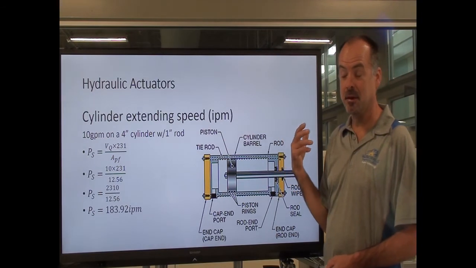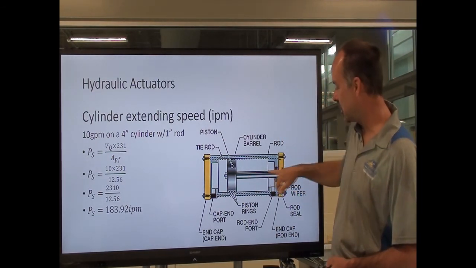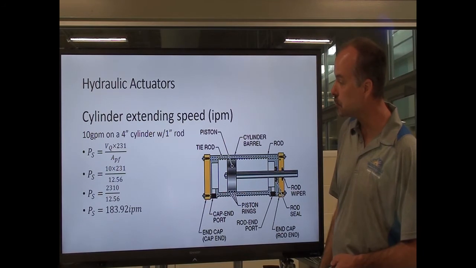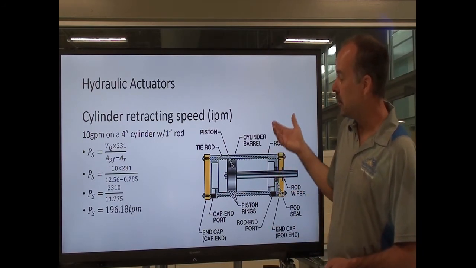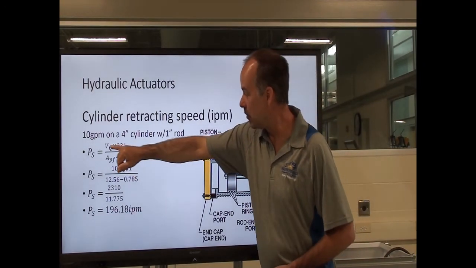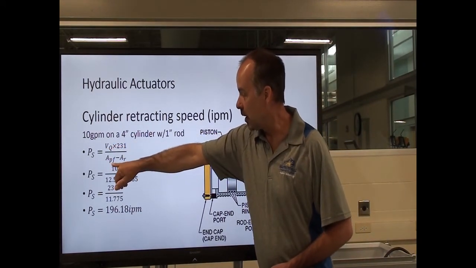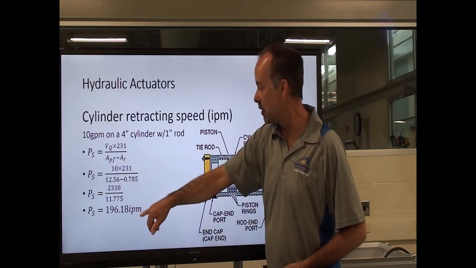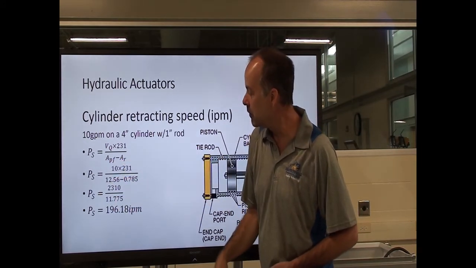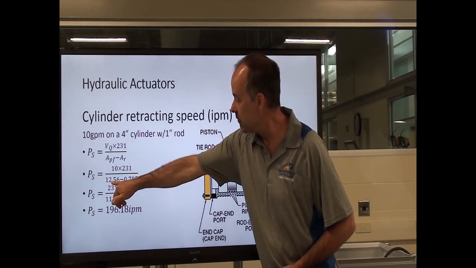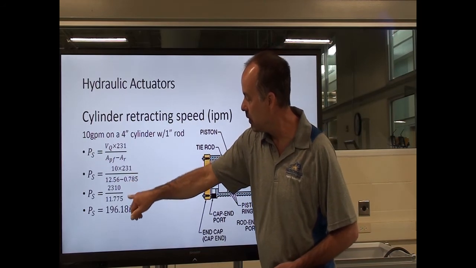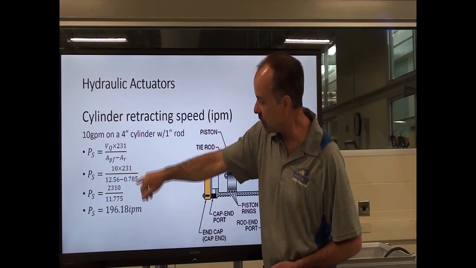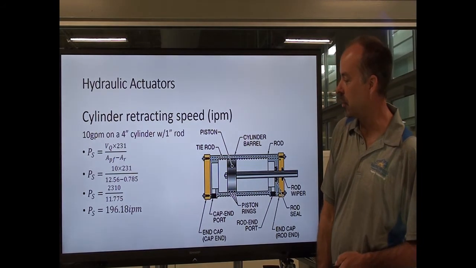And the retracting speed is much like when we're figuring pressure. You have to take into account this rod is filling part of this area as we are filling this area. So the retracting speed is just like the other one, the volume times our constant of 231, and like when we're doing the force, we have to take the piston face minus the rod to come up with our new volume that we're trying to fill. So we take our piston face minus the rod area and divide that into the 2,310 from our 10 gallons per minute and our 231 constant, and it comes up to be 196.18 inches per minute.